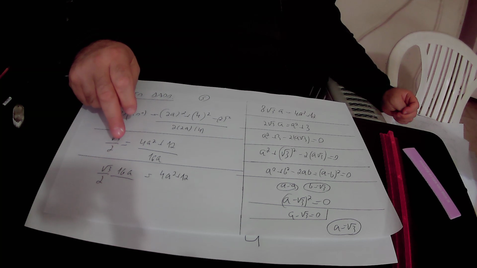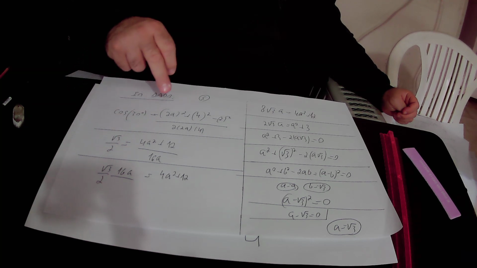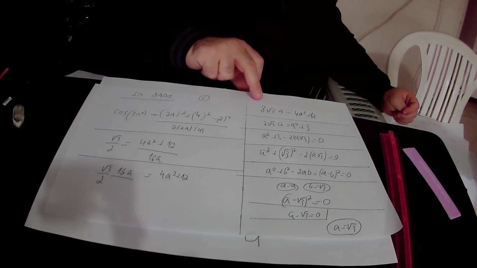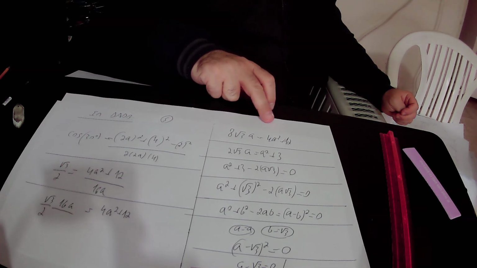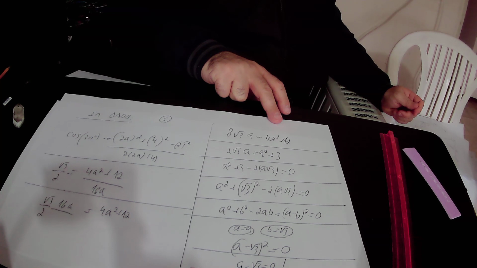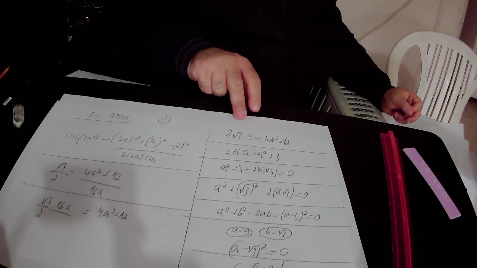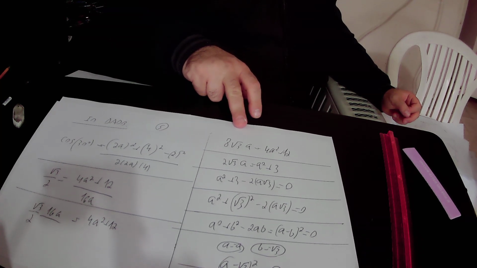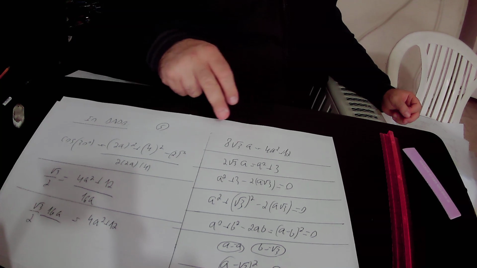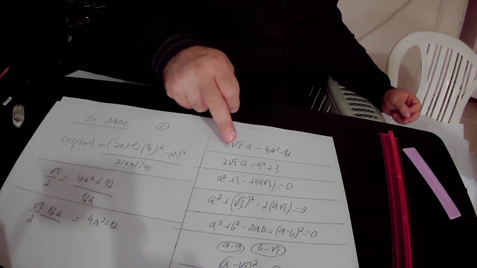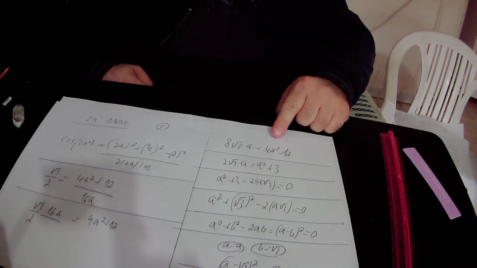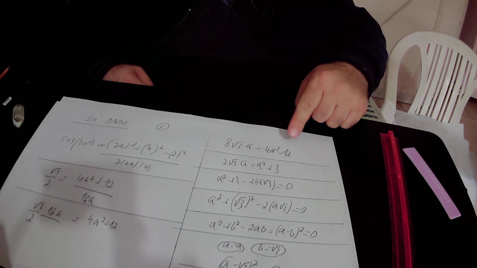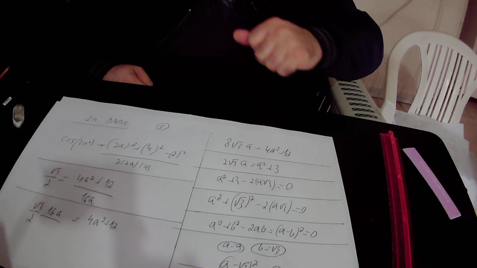16 over 2 is 8, so in this side of the equation we have 8 times square root of 3A equals 4A squared plus 12. We divided this equation by 4, and we got that 4 over 8 is 2, so here we will have 2 times square root of 3 times A. 4 over 4 is 1, so here we will have A squared, and 12 over 4 is 3.